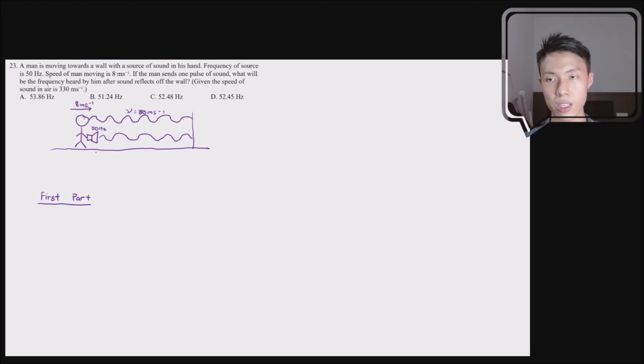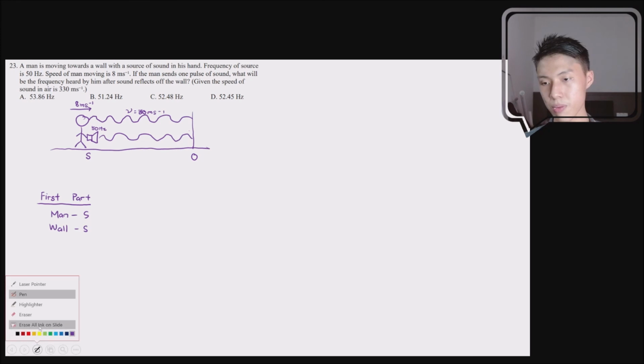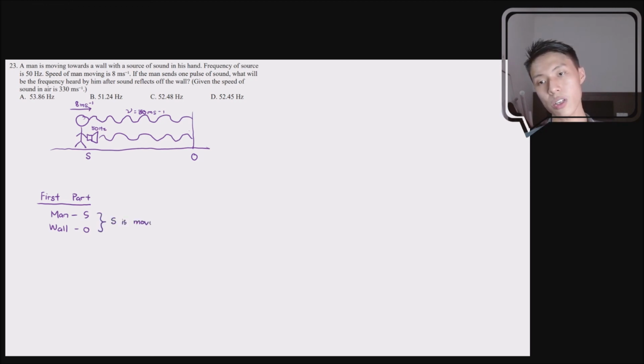Let's treat the person holding the sound source as the sound source, and let's treat this wall here as the observer. So the man, the sound source, will be the source, then the wall will be the observer. In this case, we know that the source is moving towards the observer.